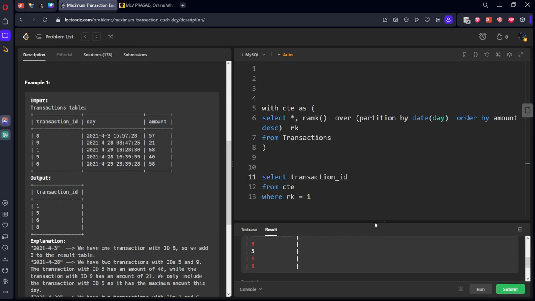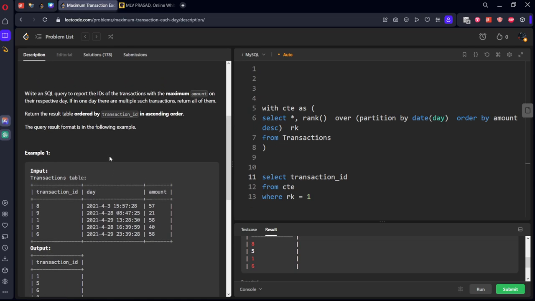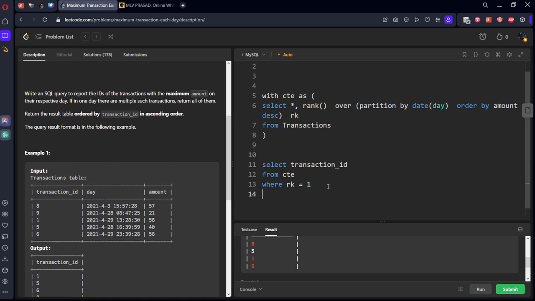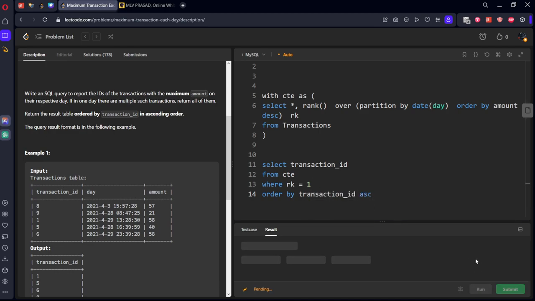Where is the mistake we are getting? Okay, they told us to order by transaction ID in ascending order. Okay, it ran successfully. Let's submit it.